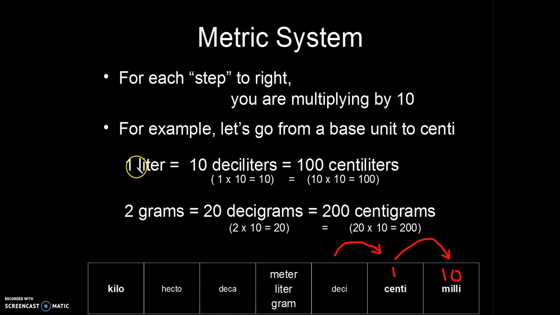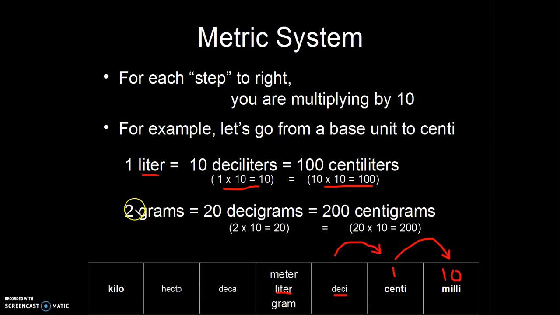So here are some examples. 1 liter, starting here with our base unit, is equal to 10 deciliters, right? Because we've gone 1 step to the right, so there's 10 of them. And then another step would be 100 centiliters. So you can see 1 times 10 is 10, 10 times 10 is 100. So going 2 steps over from the liter to the centiliter means multiplying by 10 twice.